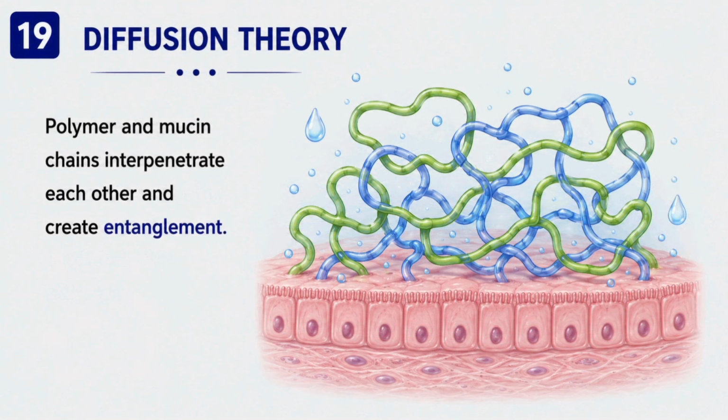Diffusion theory. Diffusion theory explains mucoadhesion through the interpenetration of the polymer and the mucin chains. Imagine two plates of cooked noodles placed together. The flexible noodles from one plate can become mixed with the noodles from the other. Similarly, the polymer chains can diffuse into the mucin network, and mucin chains may interact with the polymer network. Chain flexibility and contact time influence this process. So the keywords are interpenetration and entanglement of the chains.